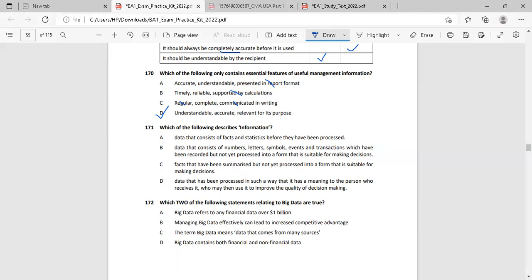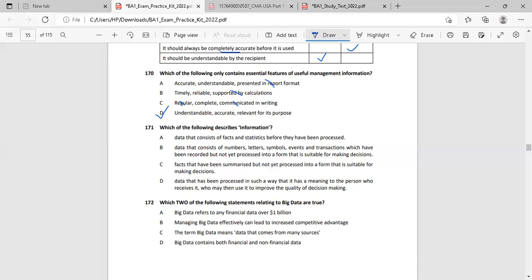Data that consists of facts and statistics before they have been processed is data itself. It is not information. If no processing is done, it's only the collection or gathering of facts and figures. It's called data. Data that consists of numbers, letters, symbols, events, and transactions which have been recorded, but not yet processed into a form that is suitable for decision making. The point is that not yet processed makes it only data. It doesn't make it information.